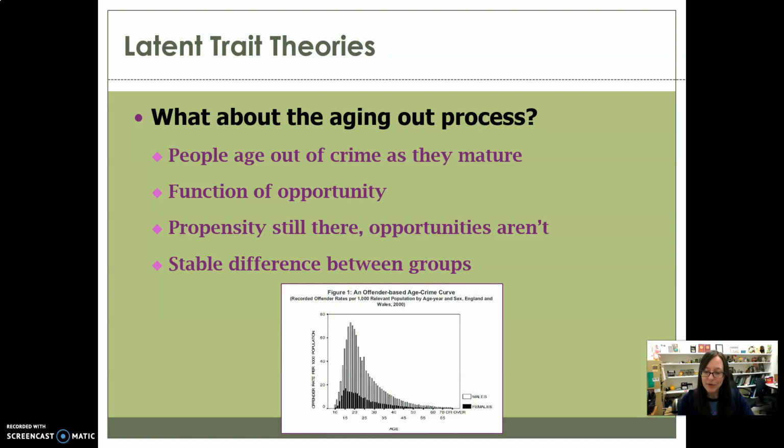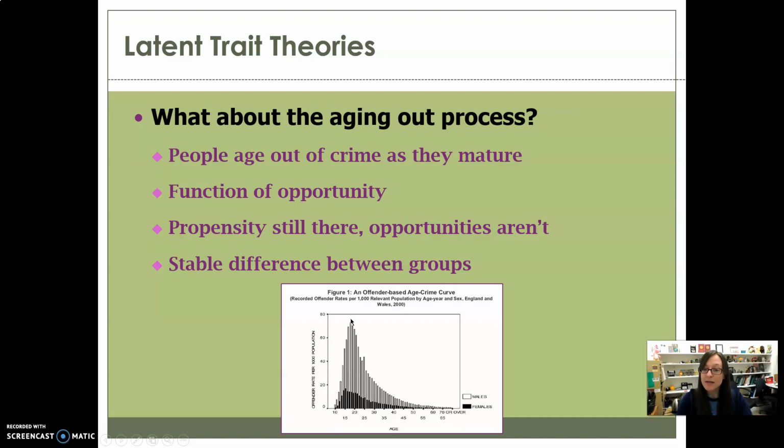So here's an example. We have an age-crime curve here, and the lighter bars are males and the darker bars are females. Here's the age-crime curve for the males, and here's the age-crime curve for the females. Both groups are more likely to be committing crime in this age range, the 15 to 18 to 20 age range, and then they precipitously drop off as they age.